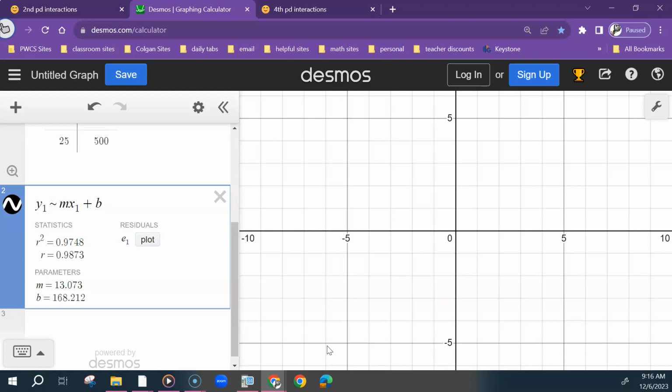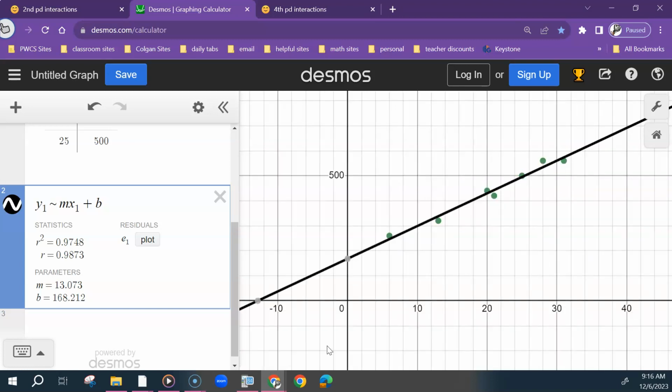The other things, the residuals, don't worry about that. The r squared is your correlation coefficient that tells you, is this strong or is this weak? The closer this is to 1, that's strong. Or -1, that's strong. But if it was like 0.5, it's weak. You may not be able to see anything on your graph, but if you hit this plus, your point should pop up as well as the line. So this is the line that best fits this data.